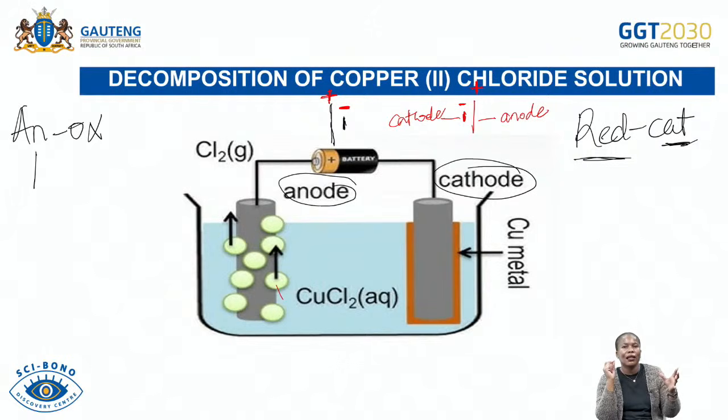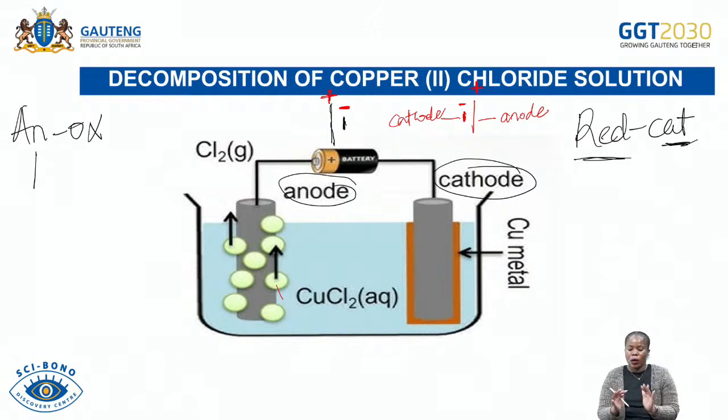Cathode. What is a cathode? It is an electrode where reduction takes place. All right. What is reduction? It is the gain of electrons. How will I identify in a chemical equation that reduction did take place? There will be a decrease in the oxidation number. All right.